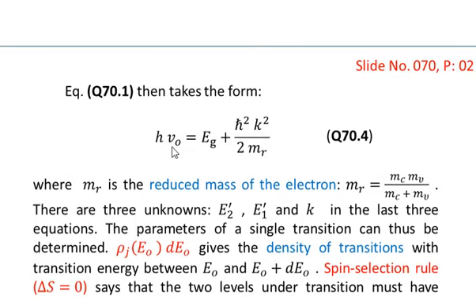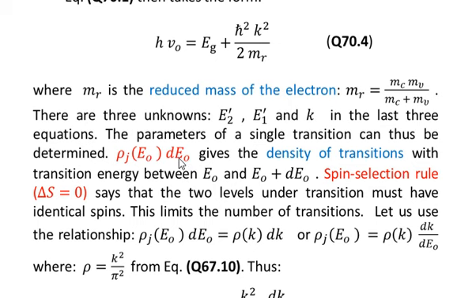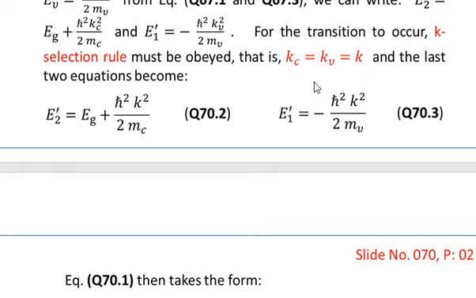Remember that E naught is our transition energy between the two levels, that is the E1 prime level and the E2 prime level. The exact value of the transition frequency between these two levels is E naught, and here we are writing rho j of E naught into dE naught, which gives the density of states for all the possible states lying in energy E naught to E naught plus dE naught. And here h nu naught represents E naught. So E naught is equal to h nu naught. Okay, so you see that we have applied over here the k selection rule for the transition.